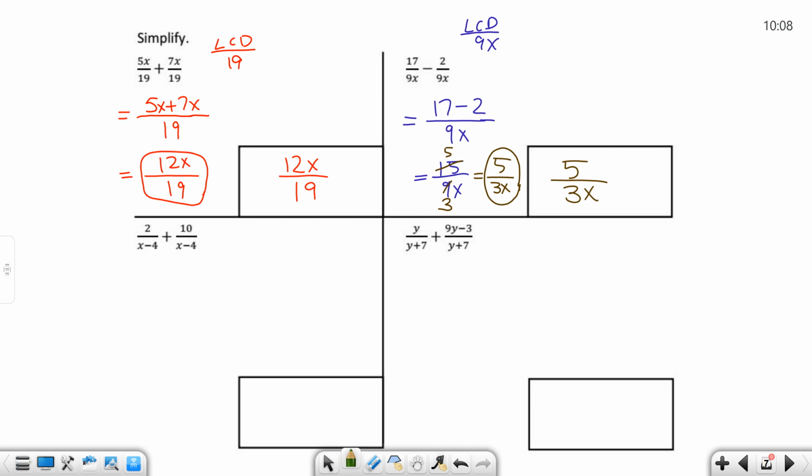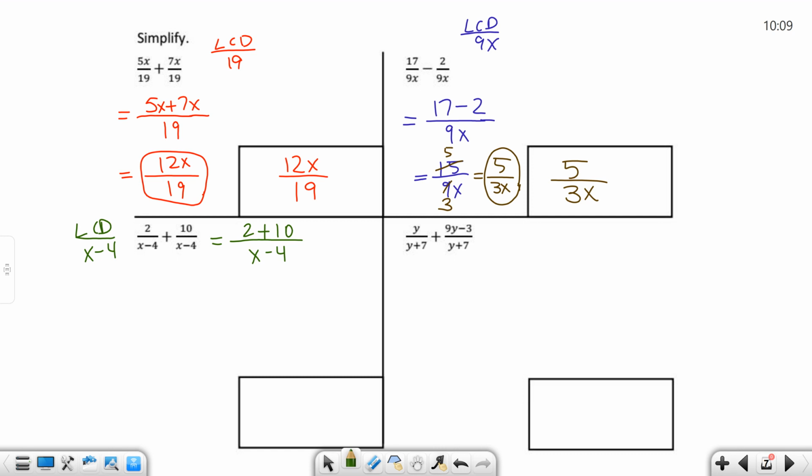All right, so the next one, what is my LCD on the next one here? My LCD is x minus 4, right? It's already the same thing, which is wonderful, all right, which is so wonderful. So that means I'm going to have this whole thing over that same thing, x minus 4, and a plus sign means don't change anything. So the 2 and the 10 are both positive, so keep them that way. All right?